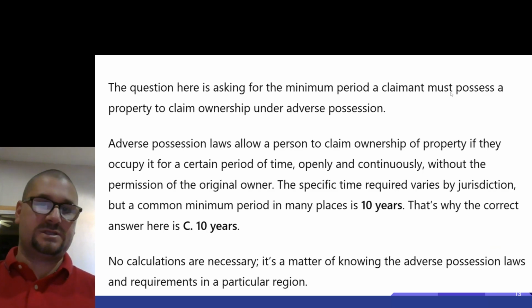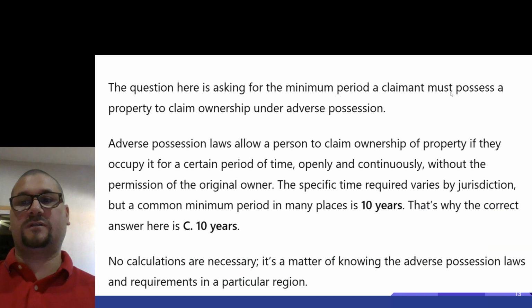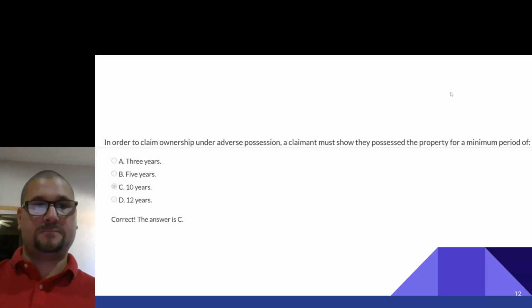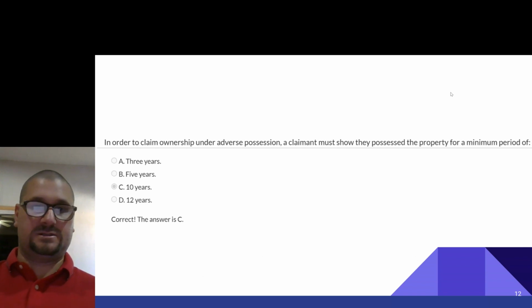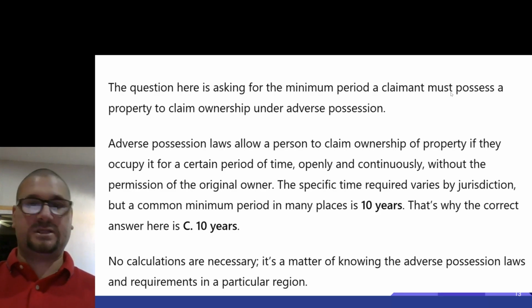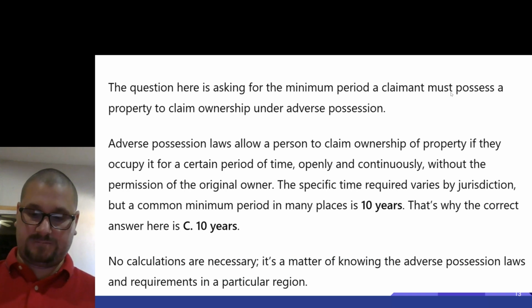Adverse possession laws allow a person to claim ownership of property they occupy for a certain period of time, openly and continuously, without the permission of the original owner. The specific time required varies by jurisdiction, but a common minimum period in many places is 10 years. So in order to claim ownership under adverse possession, a claimant must show they possess the property for a minimum period of 10 years. Right? So with adverse possession, you need to have it for 10 years.